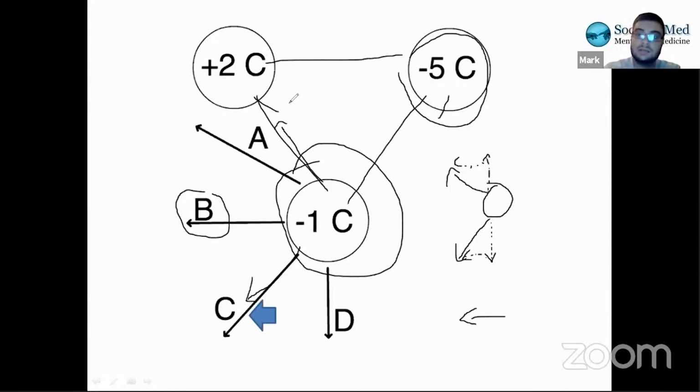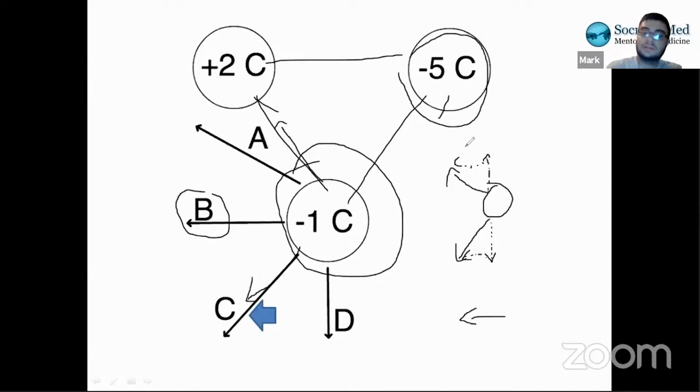And lastly, it's the charges themselves, right? Now, if we look at the charges themselves, between these two, it's -1 and +2. When you multiply the charges together, you get -2. However, when you multiply this one with this one, you get a charge of +5.